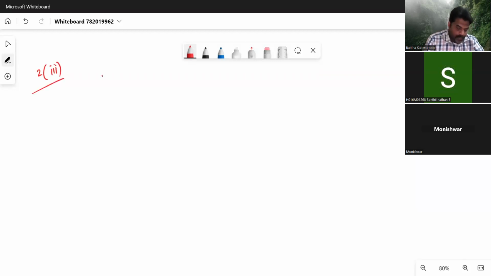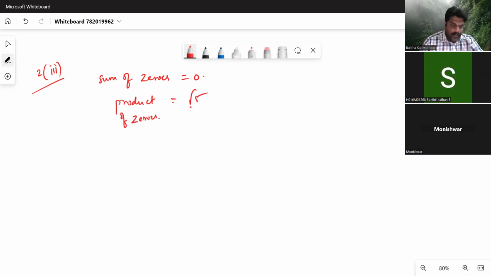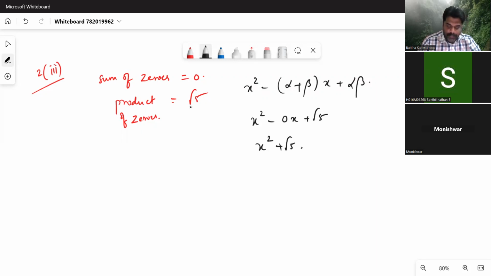In the third bit, they have given the sum of zeros is 0 and the product of zeros is root 5. They are asking us to find the quadratic polynomial. I already gave you the general expression for a quadratic polynomial. What is it? X square minus alpha plus beta into x plus alpha into beta. So x square minus 0x plus root 5. So this is x square plus root 5. Clear? Yes, sir.